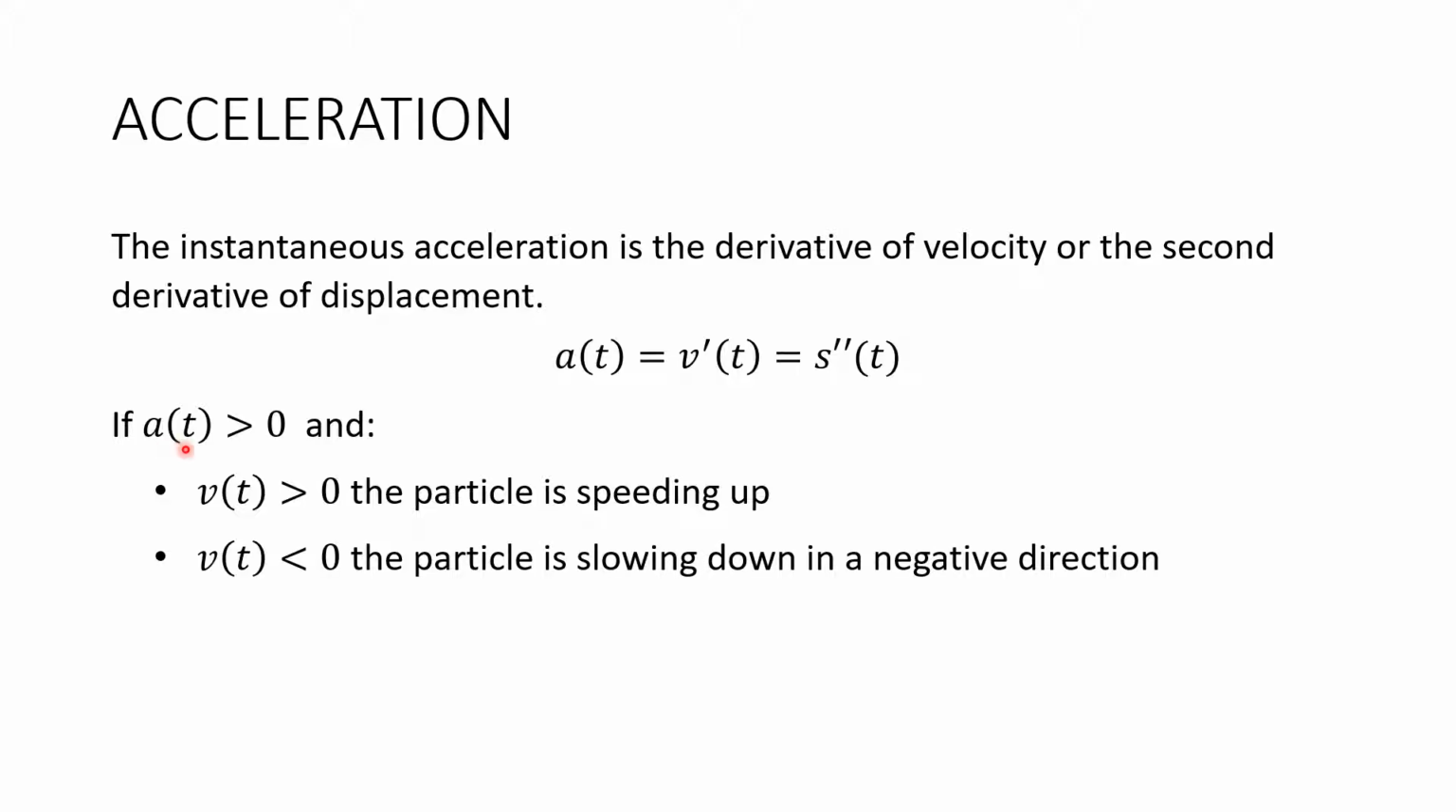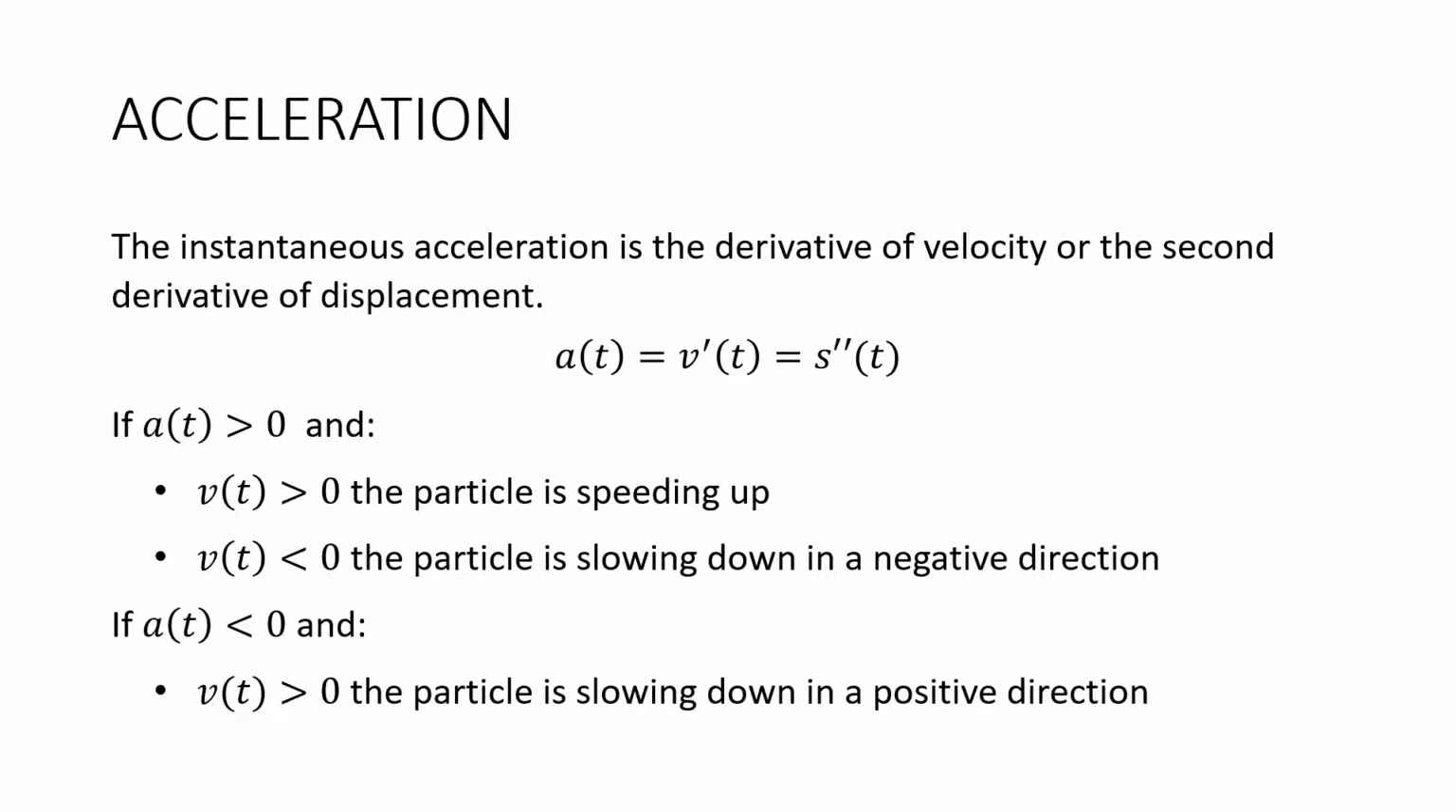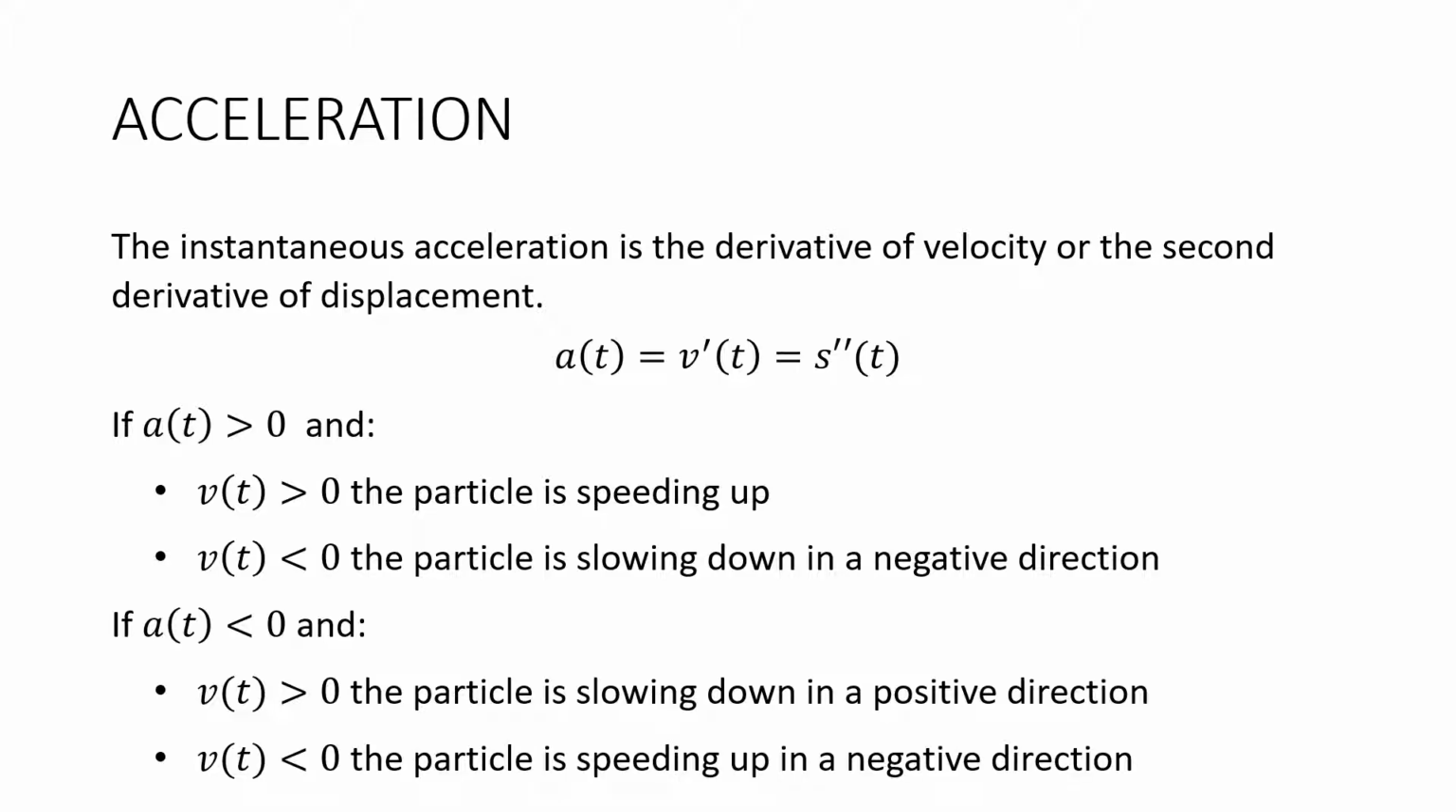However, if the acceleration is greater than 0 and the velocity is less than 0, then the particle is slowing down in a negative direction. You need to probably practice a few of these to understand it. I'll do the other definitions and we'll have a chat about it. If the acceleration is less than 0 and velocity is greater than 0, then the particle is slowing down in a positive direction. And if the velocity is less than 0, then the particle is speeding up in a negative direction. Having a look at those, if the signs are the same, then the particle will be speeding up, and you've just got to see which direction it's going in.